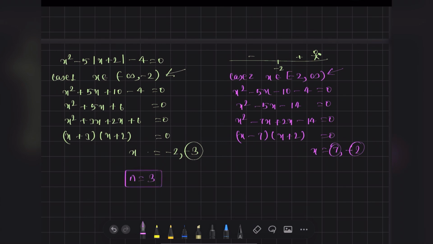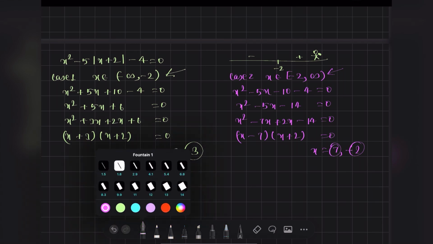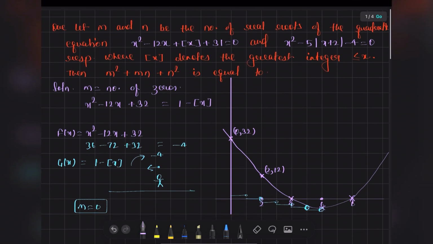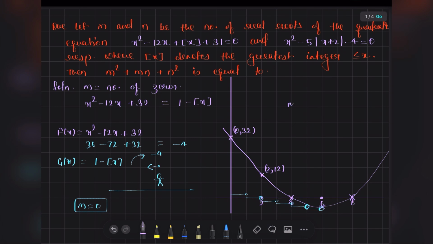Okay, and what was the required part? The required part is to find m square plus mn plus n square. You know m is 0, so m square becomes 0, mn becomes 0, and n we got as 3, so n square is 9. So this is the answer. I hope this question is clear.